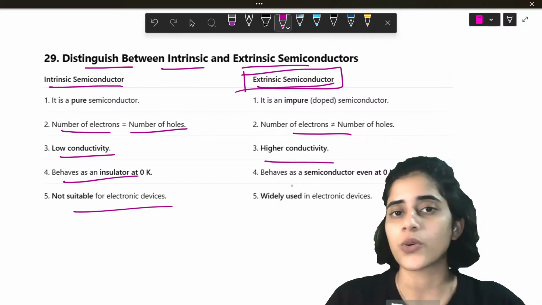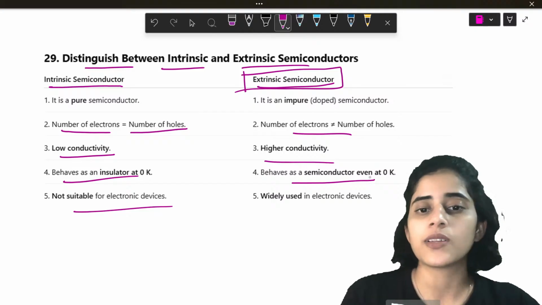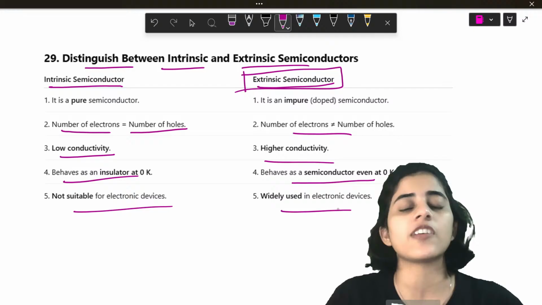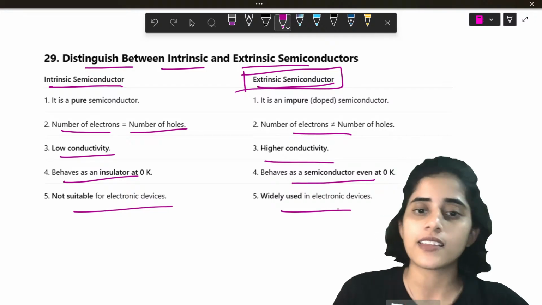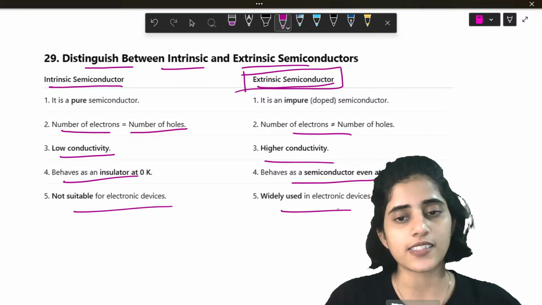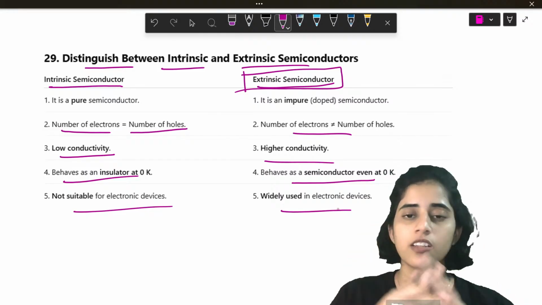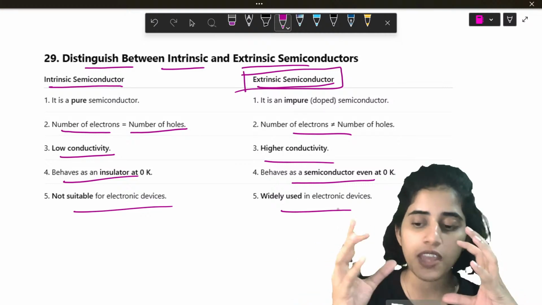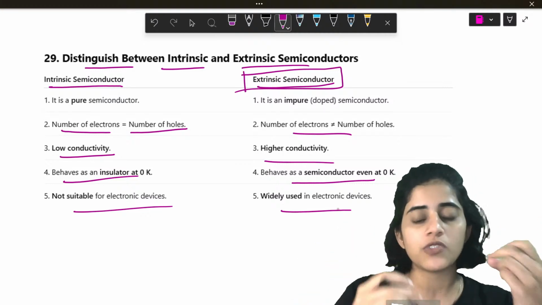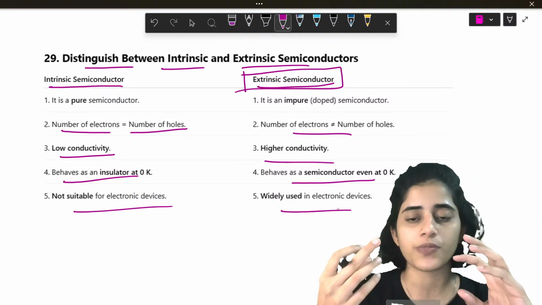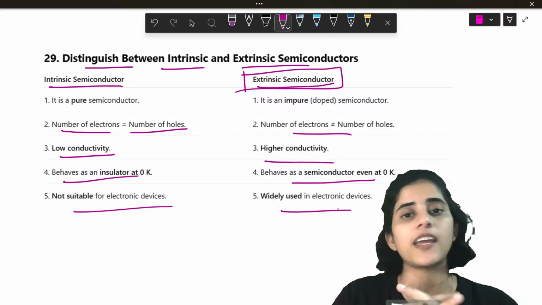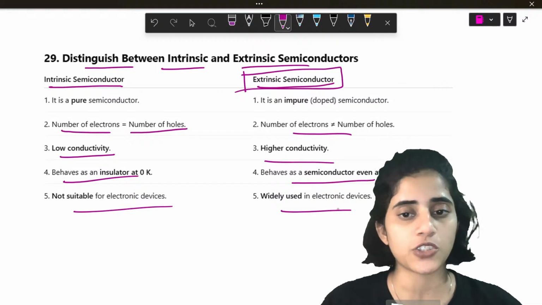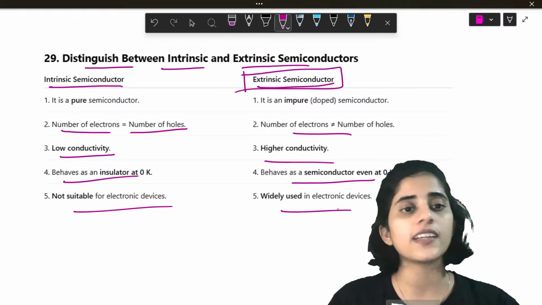Now this behaves as a semiconductor even at 0 Kelvin. That is used to make electronic devices. So if I have an electronic device, it is supposed to work anytime. Only then it's a good one. So at a very cold temperature, if it does not work, then it's not useful. And in some physical experiments, you need to operate semiconductors at very low temperature. So that is why you add impurities to semiconductors.